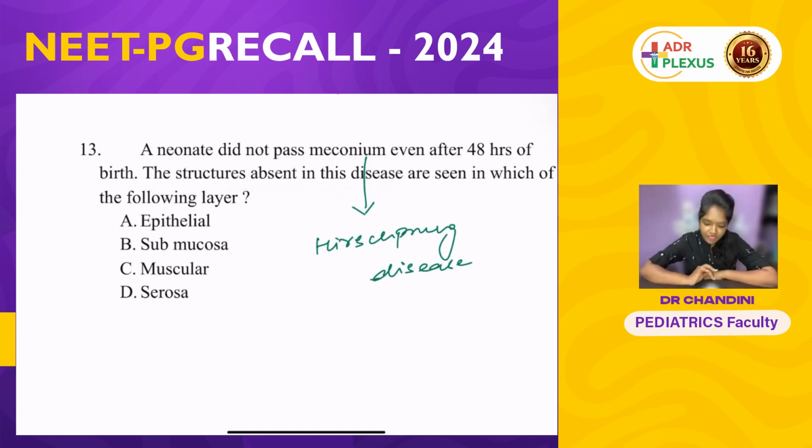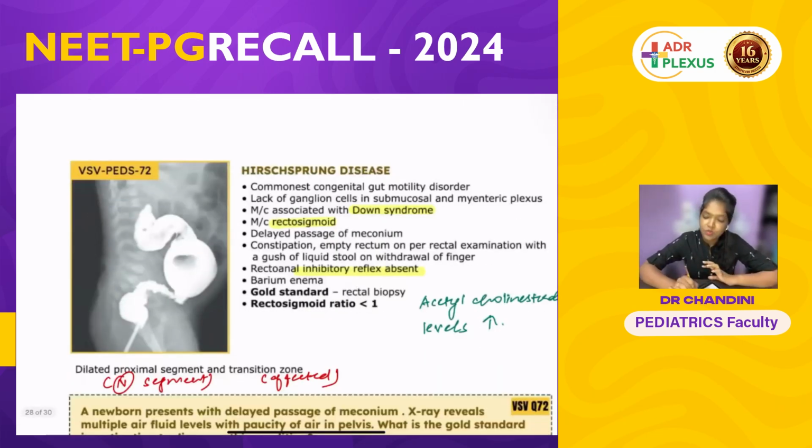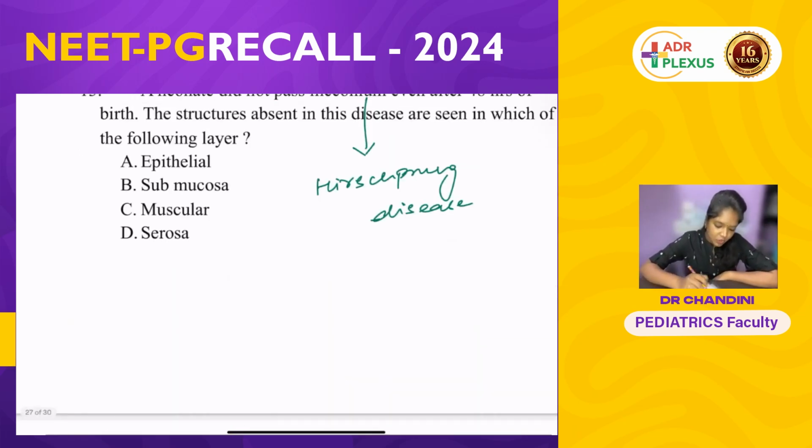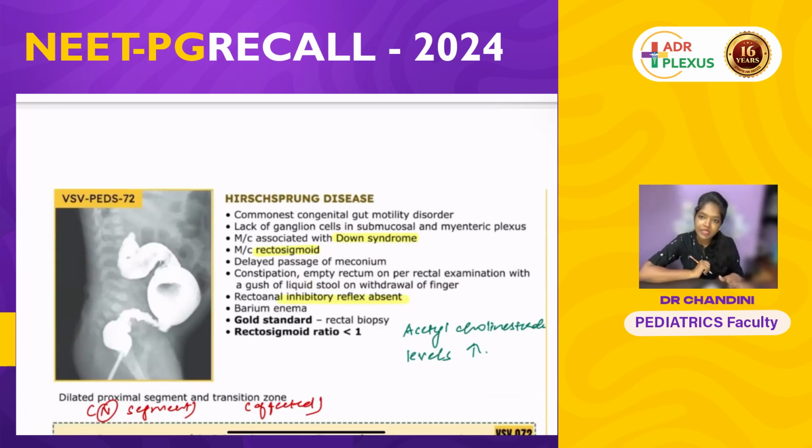We know in Hirschsprung disease the ganglions are absent. It is aganglionic. So what are the layers? It is the submucosal layer and the muscular layer which are affected. The two plexuses affected are Auerbach's plexus and the myenteric plexus. They will present with delayed passage of meconium in the neonatal period, or later in life they can present with chronic constipation.